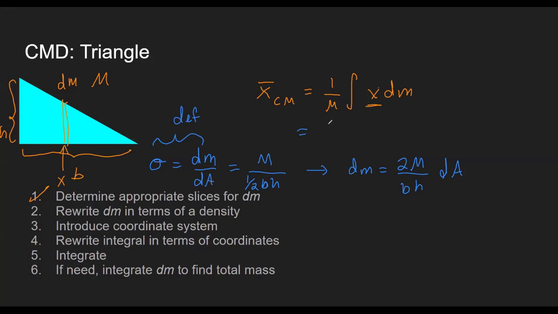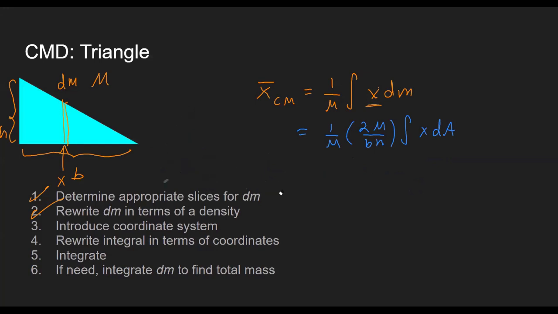So let's rewrite our integral. We have 1 over m, and factoring out our constants times 2m over bh integral x dA. And with that, we've completed step 2. So now we come to another crucial step, which is dA is still not a very useful variable of integration. We would like to have it in terms of the spatial coordinate. And to do that, we're going to introduce a coordinate system.